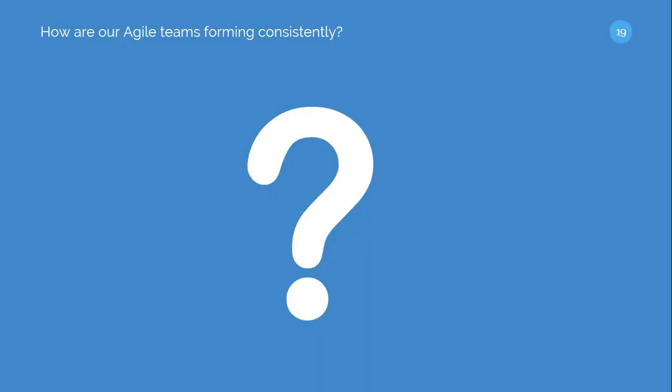So how are our Agile teams forming consistently? And of course you're welcome to jump in if you've got thoughts on this or comments, please feel free to interact. But what is the consistent formation of those teams? How is that Sprint Zero, that retrospective, the other pieces of Scrum, some of which we actually talked about in detail and others we left out?